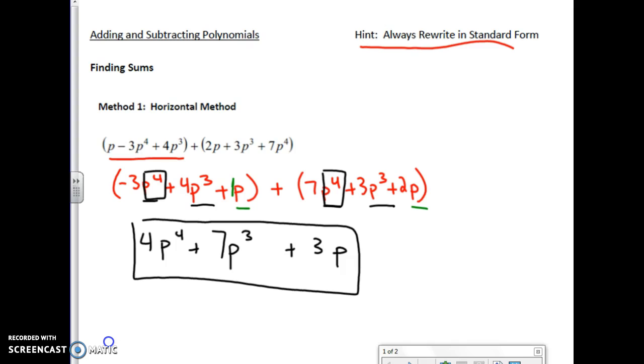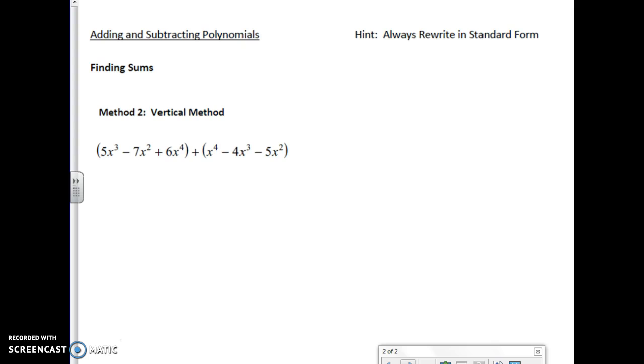I'm going to show you guys another way to do exactly the same thing. So here's what we're going to do. Always, always, always, we are going to rewrite it in standard form. So I'm going to take the first set of terms, and I'm going to rewrite it. So I have 6x to the fourth plus 5x cubed minus 7x squared. So this one is now in standard form.